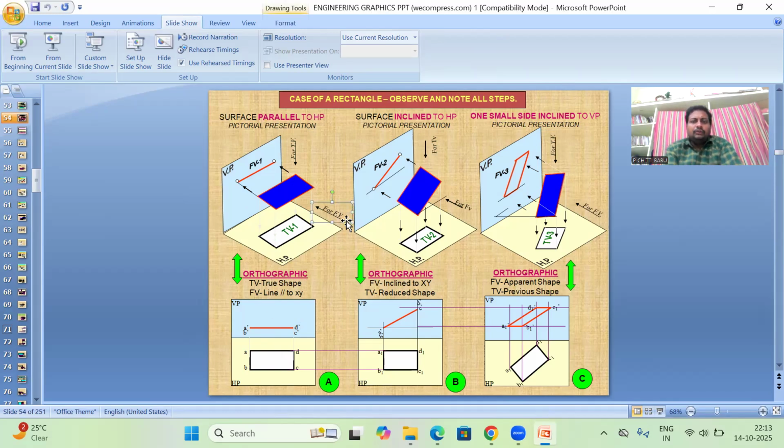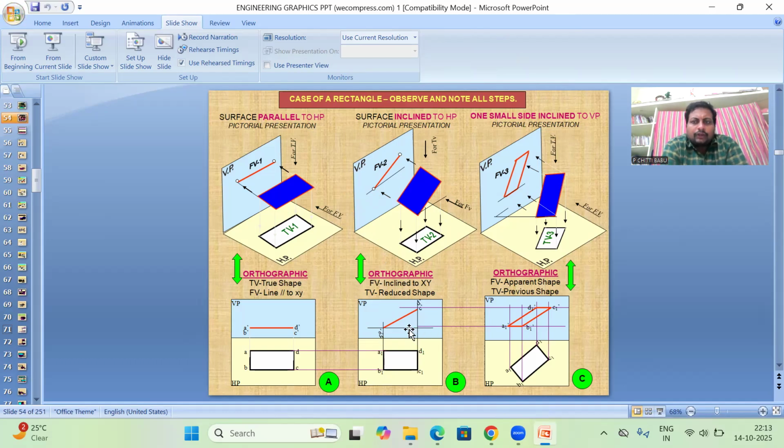Now, coming to the second position, inclined to HP. If you understand this pictorial view, you may draw the diagrams very clearly. In the second position, with inclination to HP, the first position is parallel. If the plane is inclined to HP, the inclination will appear in the vertical plane. If the inclination to HP is given in the problem, we need to see that inclination in the vertical plane. You need to observe this in the diagram.